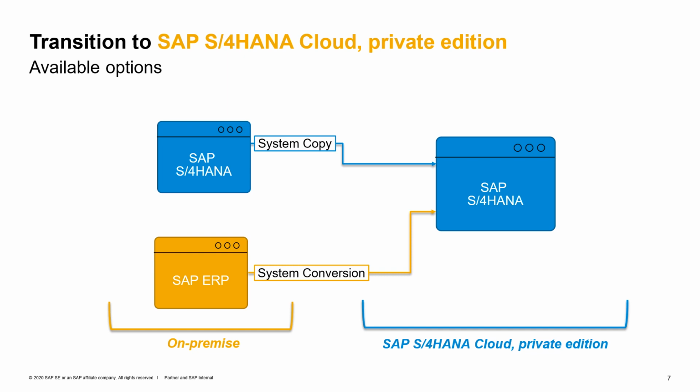In this section, we will have a detailed look into two of the transition scenarios we have previously seen. This is the system copy for existing S4HANA customers that would like to move into the S4HANA Cloud Private Edition, and the system conversion approach for existing SAP ERP customers that would like to convert their own system into our Private Edition.